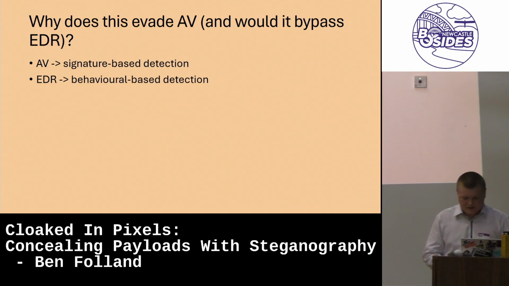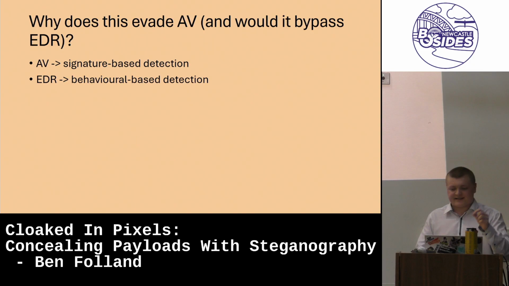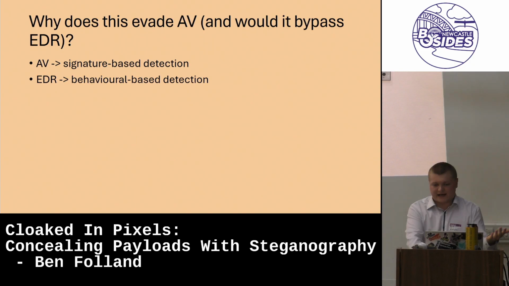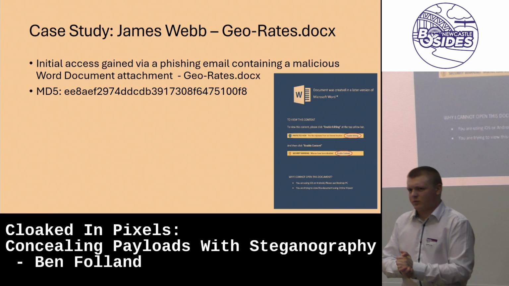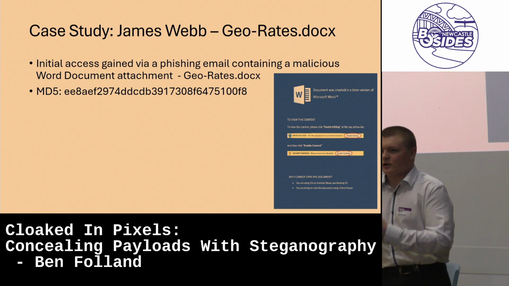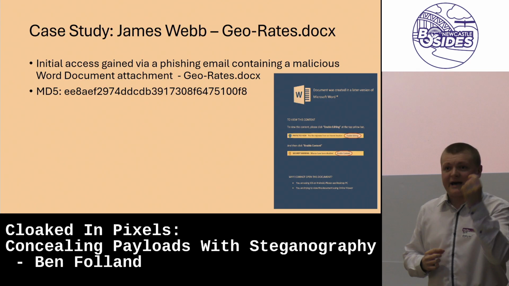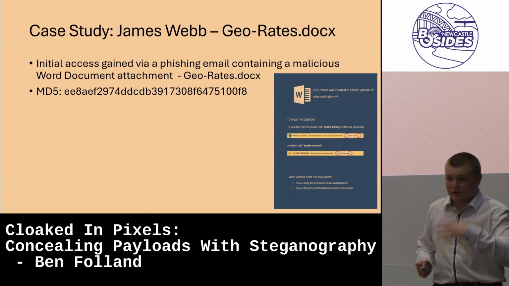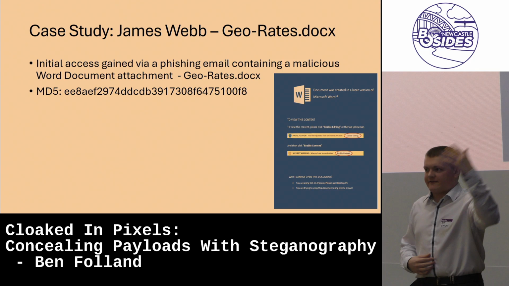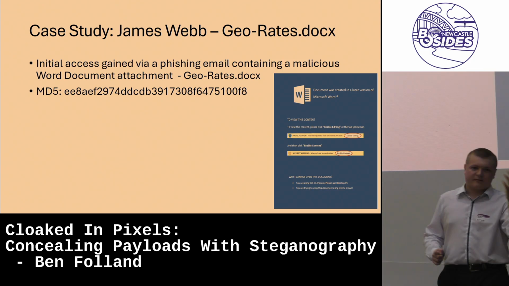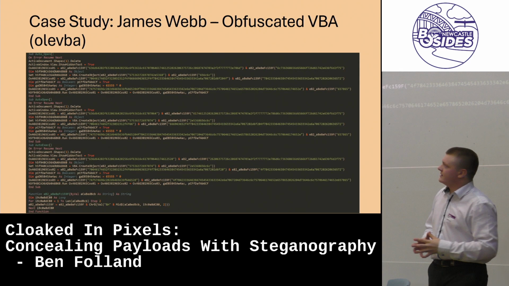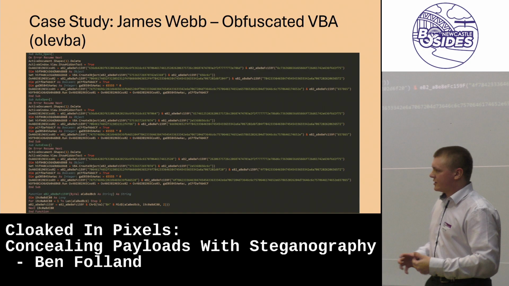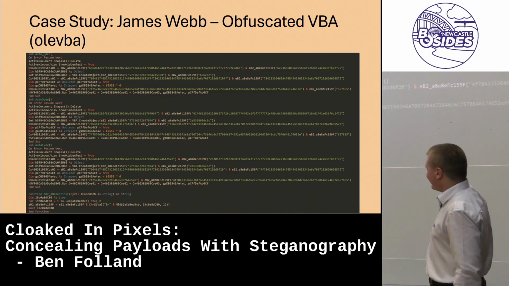Let's have a look at a few cases where steganography has been used in the wild by real threat actors. The first case I'm looking at begins with a malicious Word document delivered by phishing. Like a lot of these malicious Word documents, it has a macro. This VBA macro usually downloads further stages to perform further actions. We can use a tool called olevba to extract the macro from that Word document, and we can see it's obfuscated. It's unreadable, you don't know what it's doing.